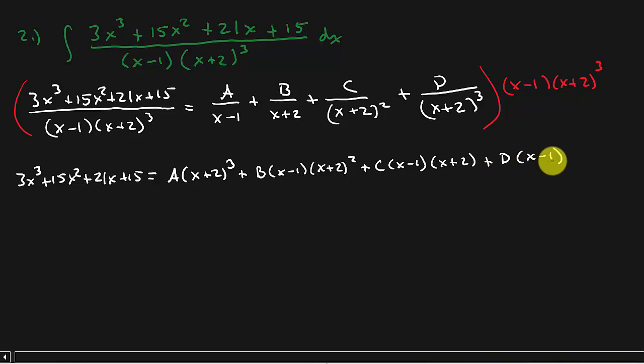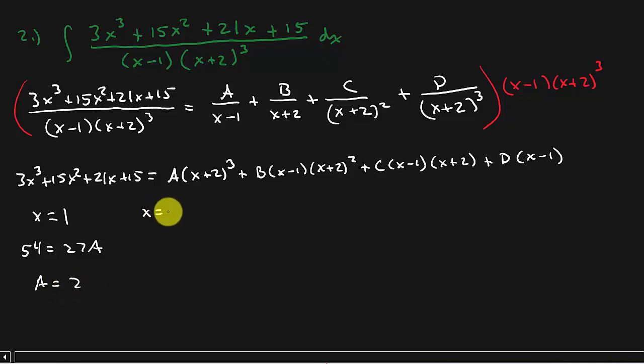All right, so that looks a little better, I believe. So we're going to let x equal 1, and that's going to knock out all these terms. And when I plug 1 into here, that's going to give me 54 equals, and that's going to be 27a. So that gives me a is equal to 2.